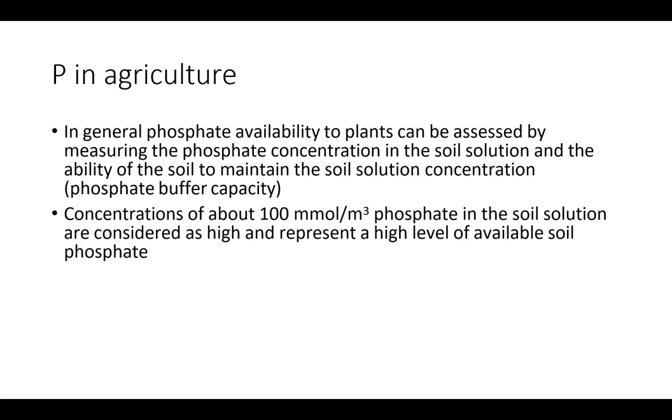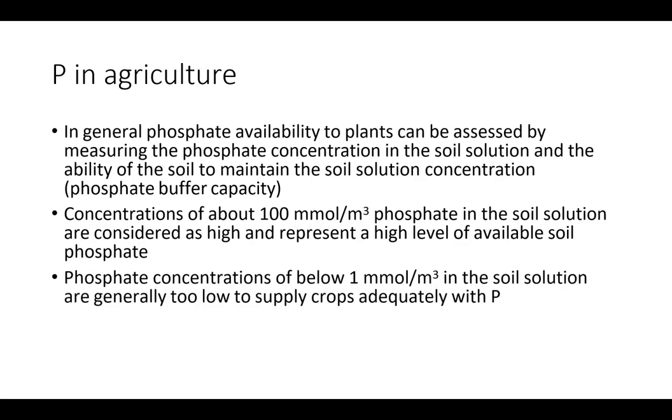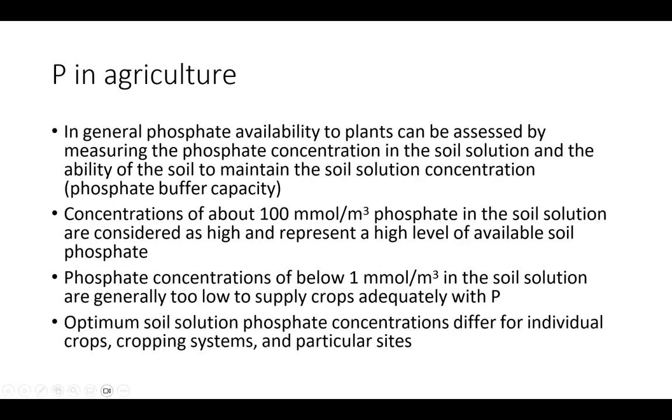You have to know what's in the solution and how much of it actually can get into solution. Phosphate concentrations below 1 micromolar per cubic meter in the soil solution are generally considered too low to supply crops adequately with phosphorus. There is a big range in between here. In between these two values, one is considered a high level of available phosphorus and the other a low level of available phosphorus. Optimum soil solution phosphate conditions differ for individual crops, cropping systems, and particular sites.